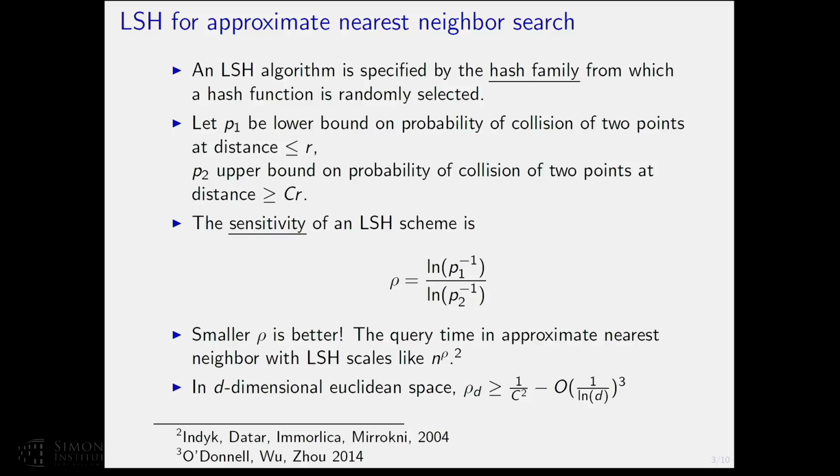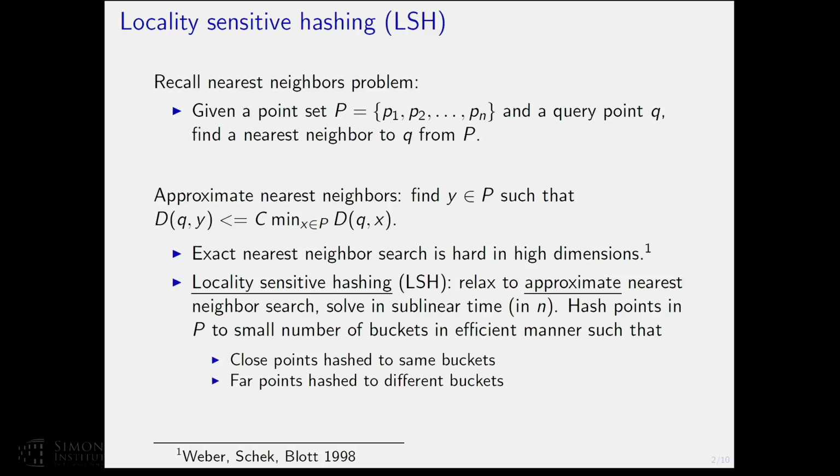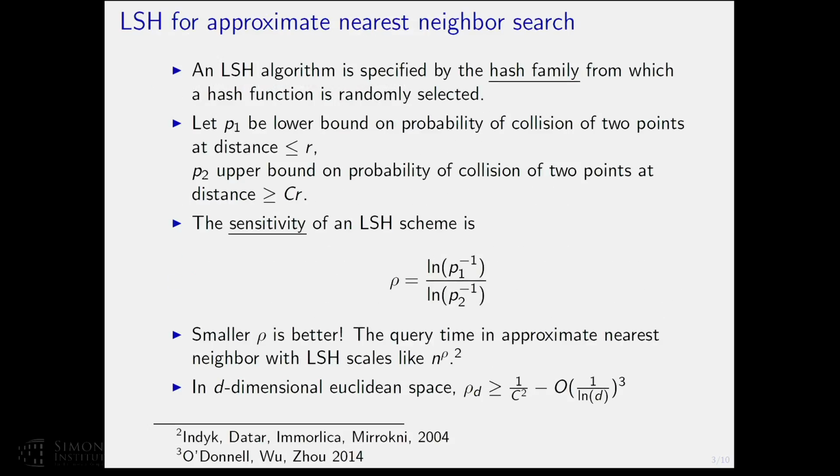Why is that? This rho factor, given by that equation, determines how fast our query time is. In particular, our query time scales something like n to the rho. For rho equals 1, we get exact search, because that's just the brute force algorithm. So we want rho to be much less than 1. In d-dimensional Euclidean space, which is our setting, the optimal lower bound is 1 over c squared asymptotically. And here, if you recall, c is the amount of multiplicative distance we were allowing in our approximate nearest neighbors queries. Does that make sense, the problems?